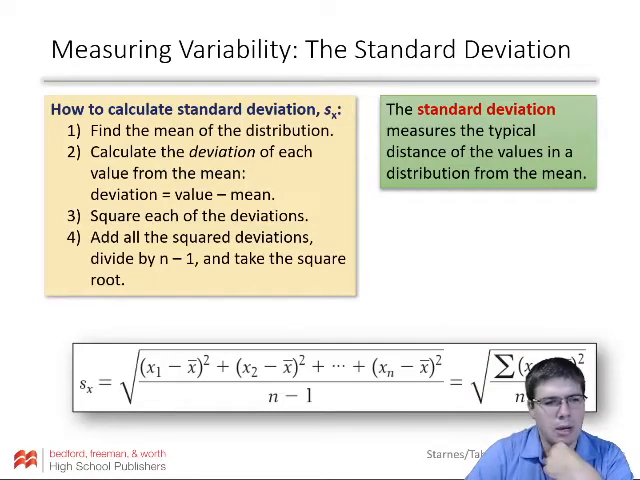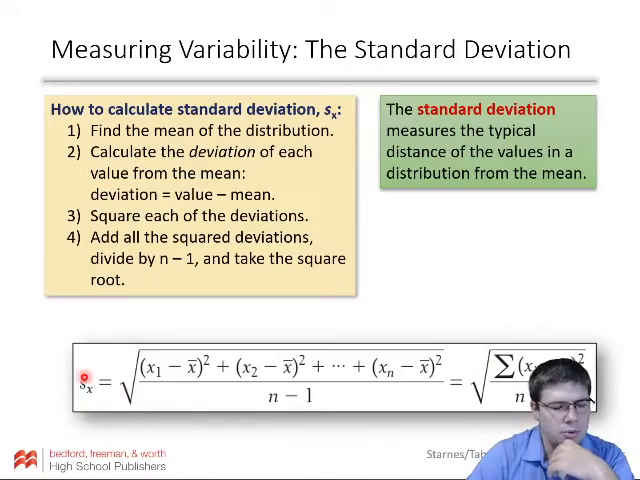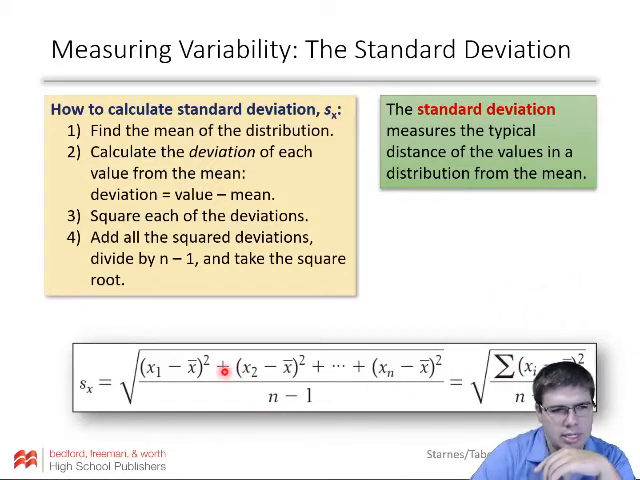So seeing that applied, this is what it looks like on your formula sheet, when you will get a formula sheet eventually. The sample standard deviation is that formula on your formula sheet, and it's got that summation notation again to account for the addition, repeating it for each data value.